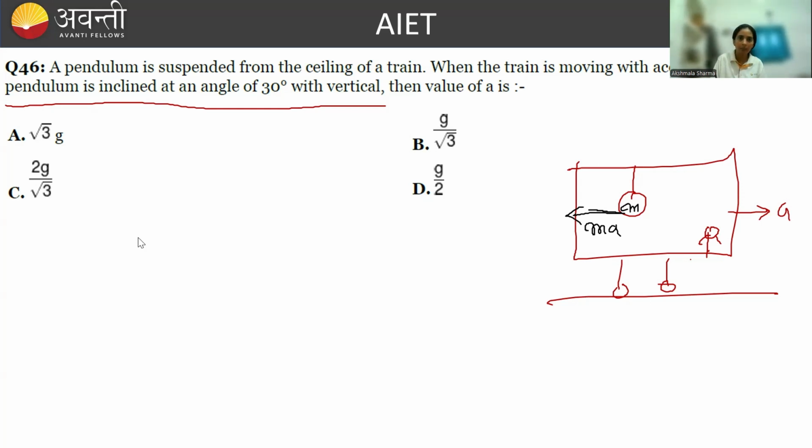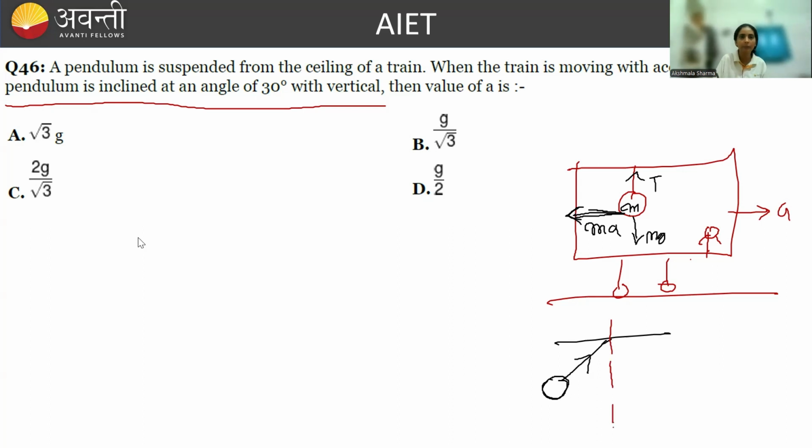Now let's write other forces. So tension T and neeche mg. So because of this MA force acting in the horizontal sense, this pendulum will go like this and somewhere it will come to rest. Suppose. So if it is coming to rest, it means some horizontal component of tension is balancing MA, then only it is coming to rest. So let's write that now.